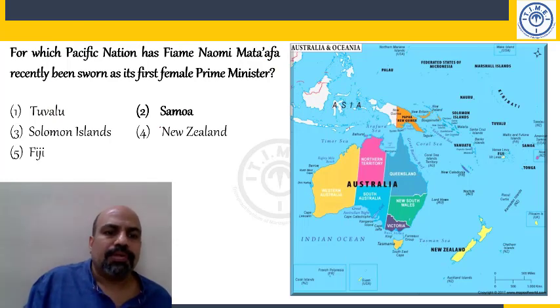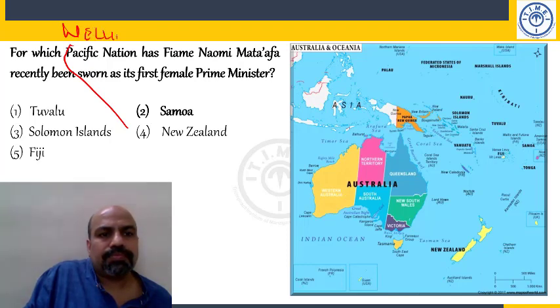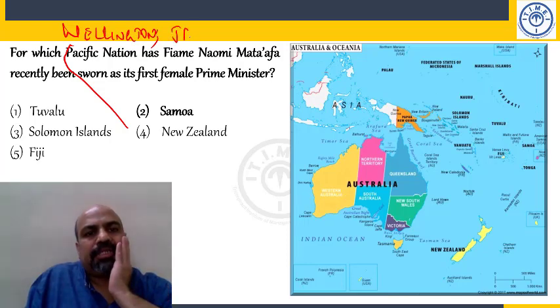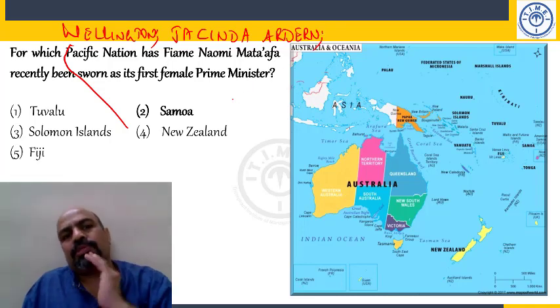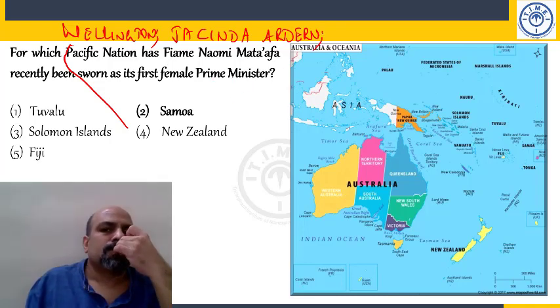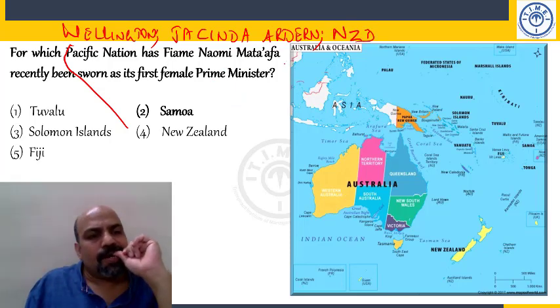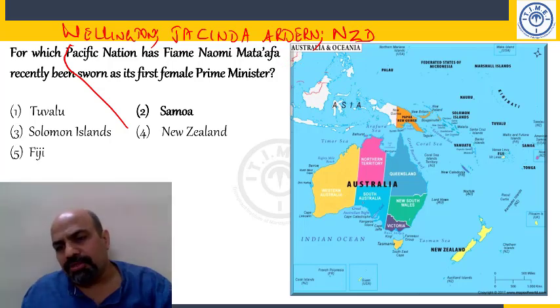New Zealand. Wellington. Prime Minister is Jacinda Ardern. New Zealand dollar is the currency. This is New Zealand. This is called North Island. Of course, this will be called South Island, isn't it?